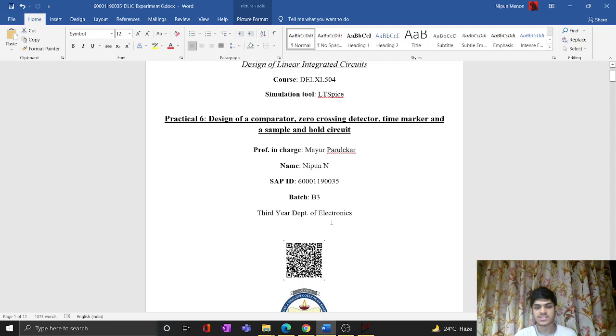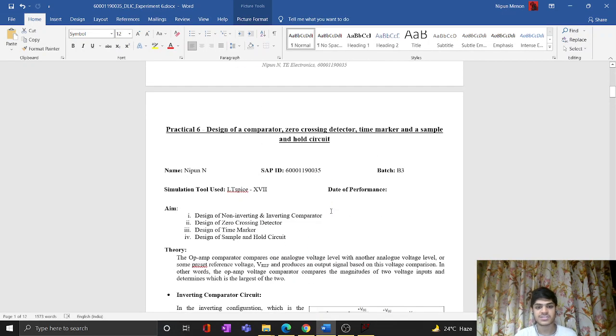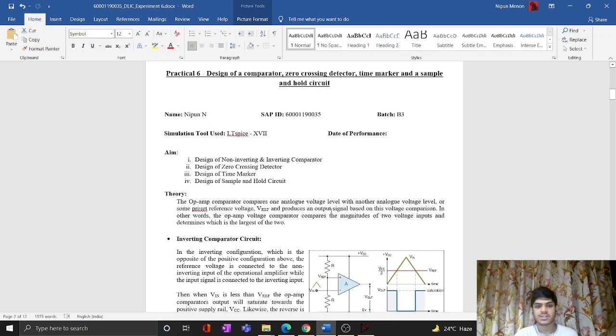Welcome everyone. Today I'll be explaining the DLIC experiment 6, that is the design of comparators. We'll also be seeing its various applications, that is the design of zero crossing detectors, design of time markers, design of sample and hold circuits as well. So I'll be using the LT-SPICE simulation tool to simulate the configurations.